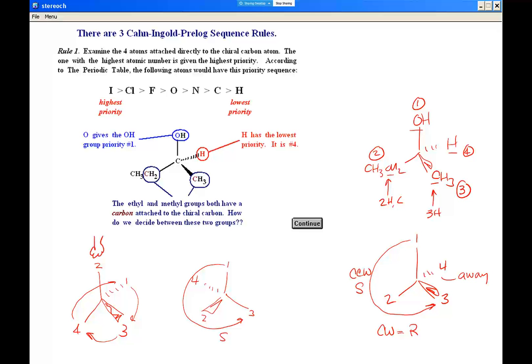And 2 doesn't move because it's the one I grabbed. So if I do that, four goes in the back, 1 comes up front, 3 goes to the side, and 2 never changed. So now I have that as my same geometry. So I just grabbed 2, and I rotated 1 into 3, 3 into 4, and 4 into 1. Like this. Grab it, rotate it back.